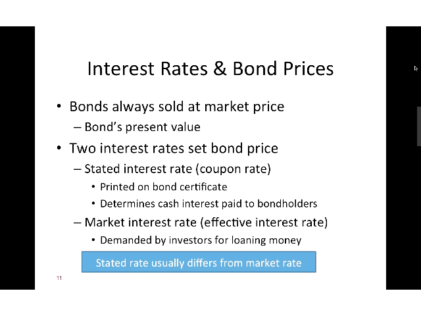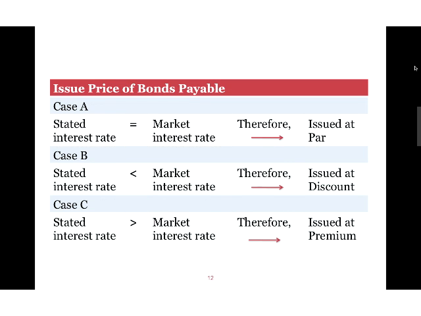Now we have three possible situations. We can have the stated rate equal the market rate, which happens occasionally. We can have the stated rate be greater than the market rate, or we can have the market rate be greater. This is another thing I would be 100% sure to put on my reference sheet. This right here is going to be able to answer several questions.